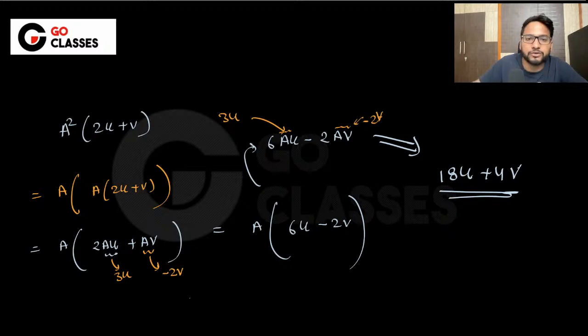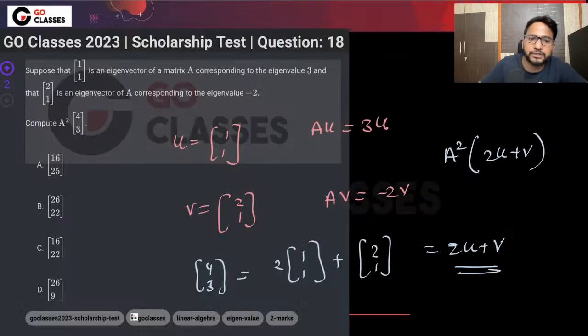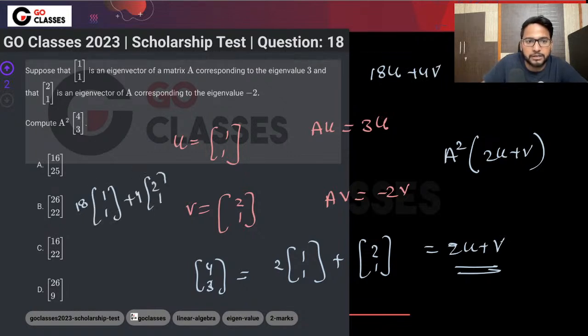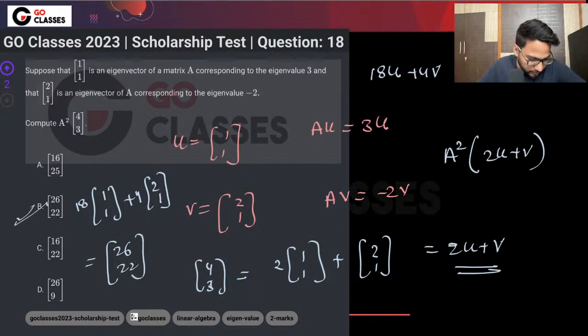Someone is saying we can use Cayley-Hamilton. You can use Cayley-Hamilton if that is preferable, not an issue. So 18u plus 4v, that's what we are getting here, and u is this one, which means 18 times 1 plus 4 times 2 should be our answer, which is 18 plus 8, 26, and B is the correct answer. Okay, cool.